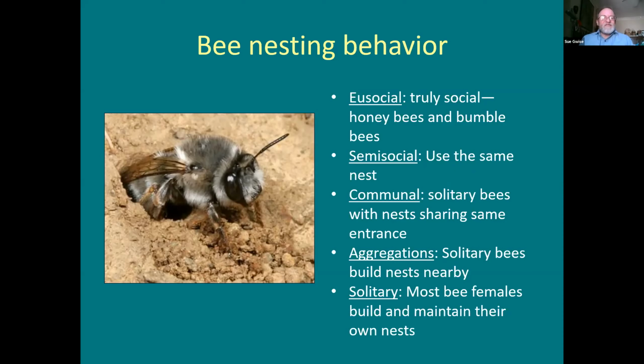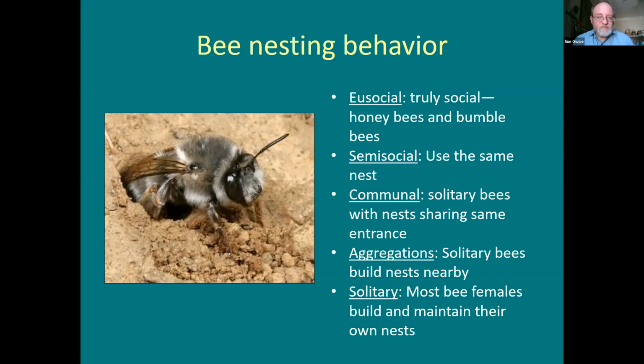So bees have a variety of nesting behavior. Some of this you will know. Eusocial bees, the ones that are truly social, have a queen, workers, and drones. Honeybees and bumblebees fall into that category. Then there are semi-social bees that use the same nest but don't exist in this sort of collaborative way where it's all for the good of the hive and really to pass on the queen bee's genes.